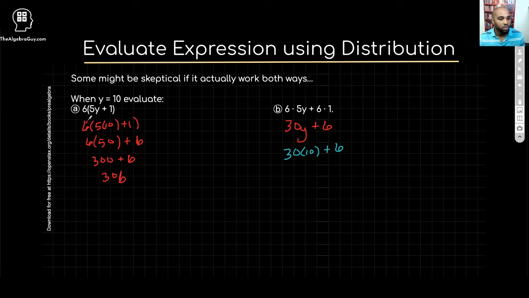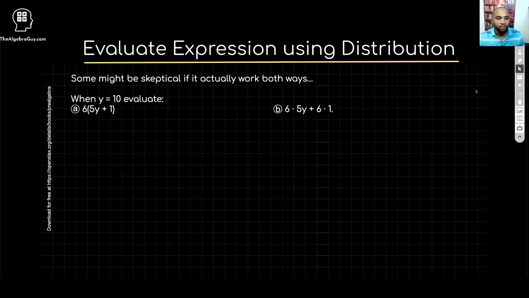So I forgot to distribute. I distributed to this thing just like I said students would do, but I forgot about the 1 that was in the parentheses up here. So that should make these 6s, and now this becomes 300 plus 6, which is 306. So there you go. Same answer.